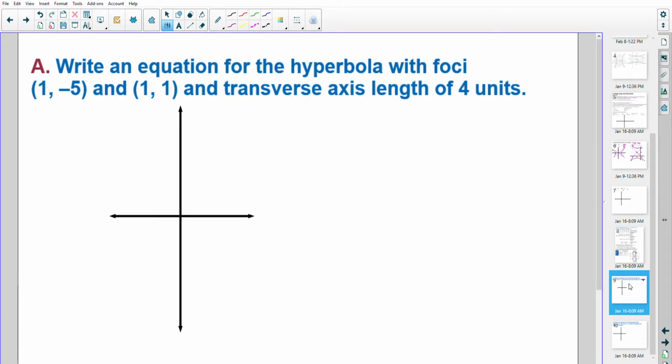In this lesson, we're going to be looking at getting the equation of the hyperbola given the information. And I would say don't memorize equations to put stuff in. I would go ahead and draw it and do what makes sense. So we have foci, and that's going to be (1, -5) and (1, 1).